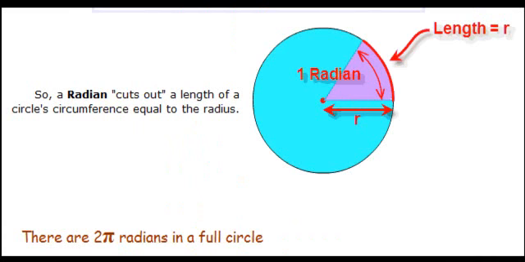Furthermore, we know that a radian cuts out a length of the circle's circumference equal to its radius. And to go all the way around a circle, or any circle, there are 2 pi radians in a full circle, no matter what the size of the circle is. In other words, if you cut pieces of string exactly the length from the center of the circle to its edge, and piece them all together around the circle, you're going to go around exactly 2 pi times, or roughly 6.28.